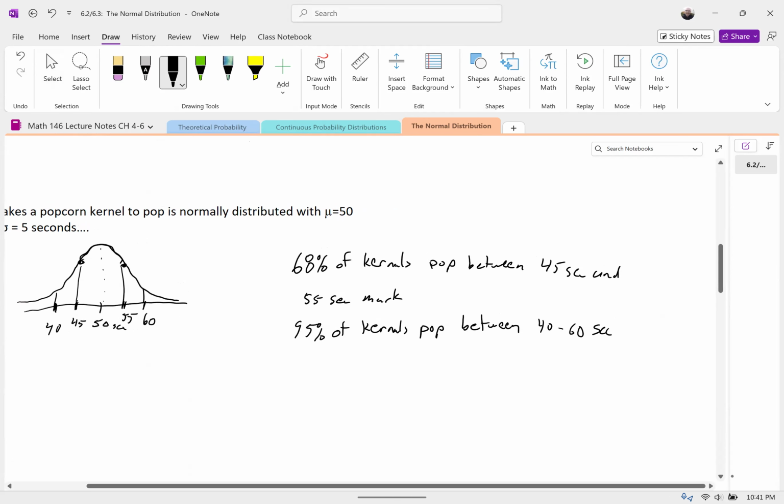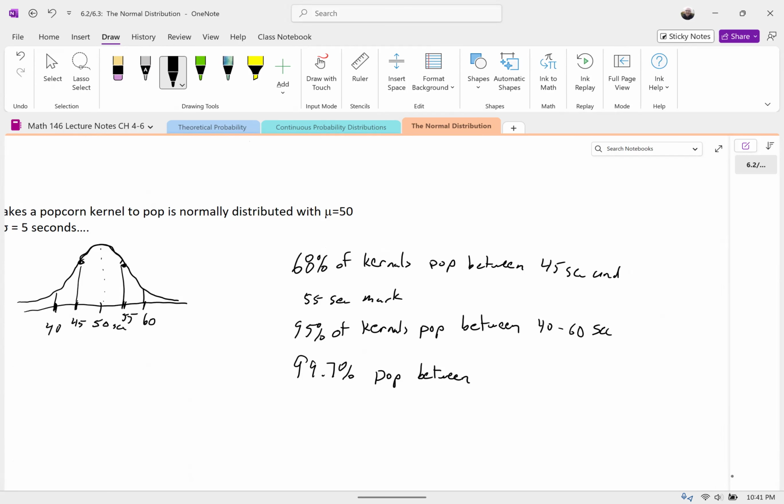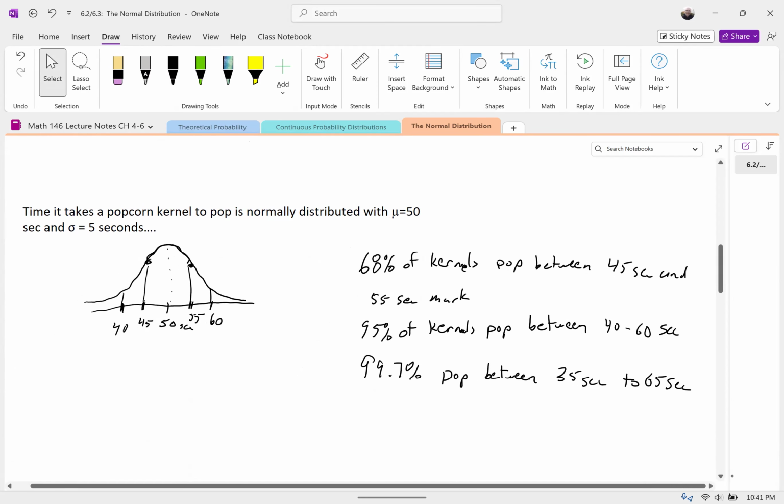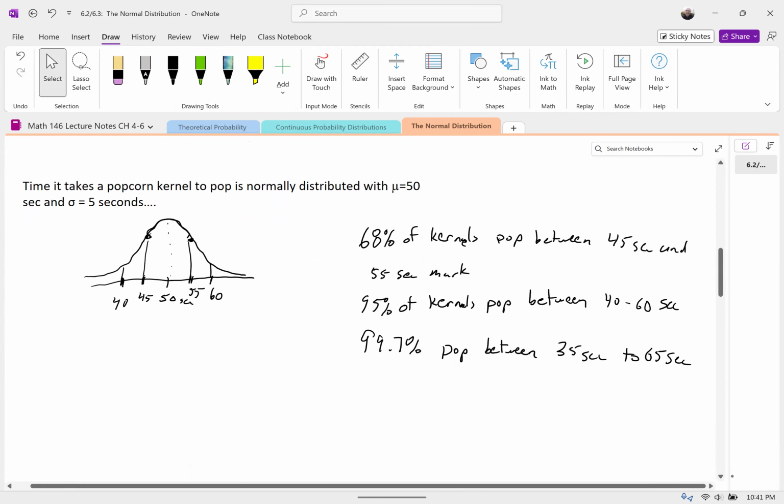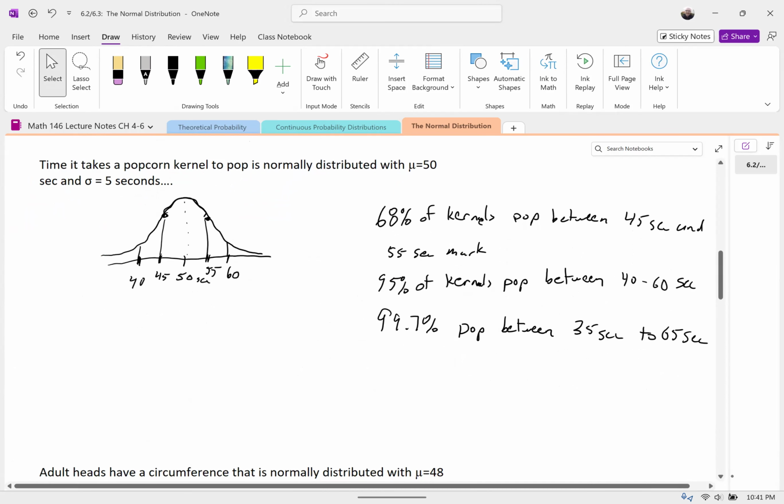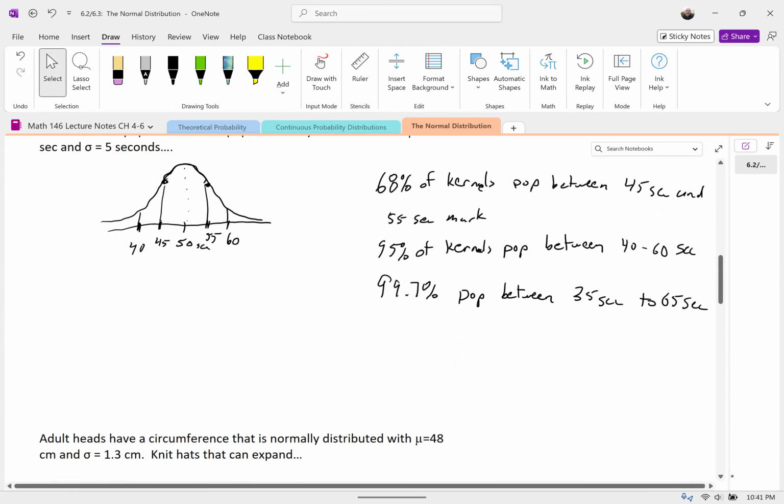And if you want 99.7% to pop, go one more standard deviation. That would be 35 seconds to 65 seconds. We got 95% of those kernels to pop within the previous interval, and 99.7% of those kernels will pop between 35 seconds and 65 seconds. Of course, it depends on the microwave, but we're going to assume that we're looking at a particular microwave here or something like that.